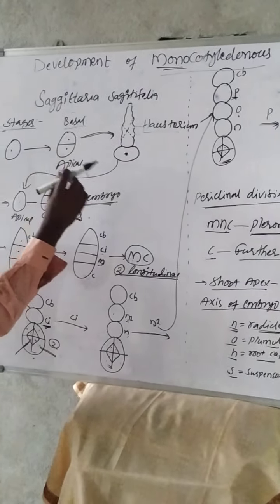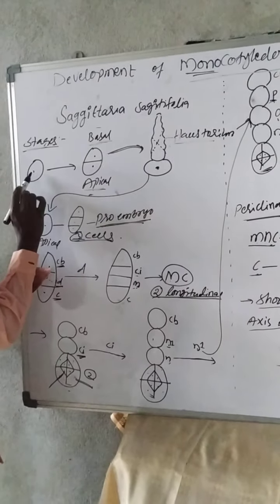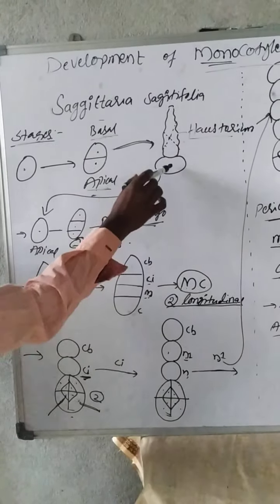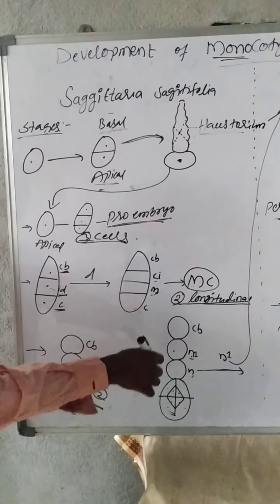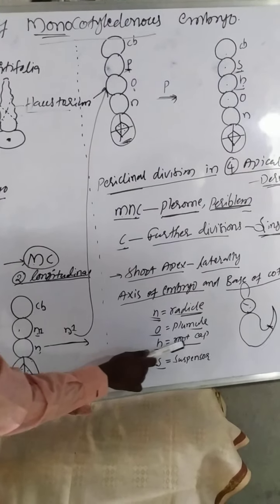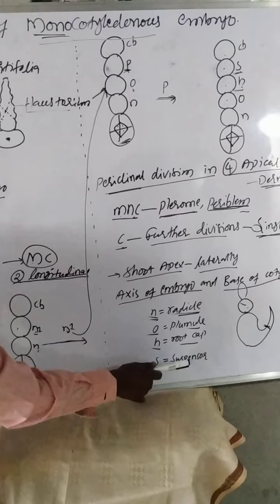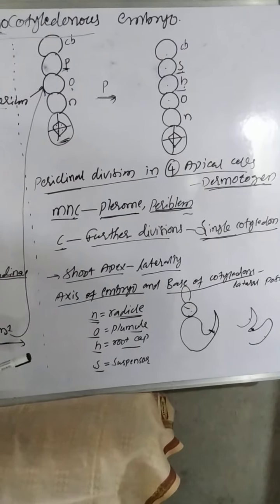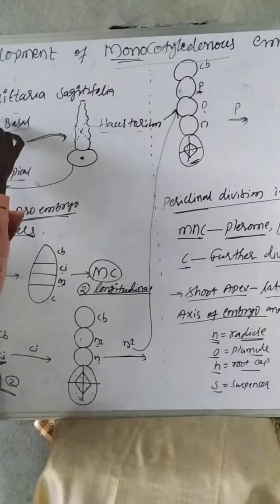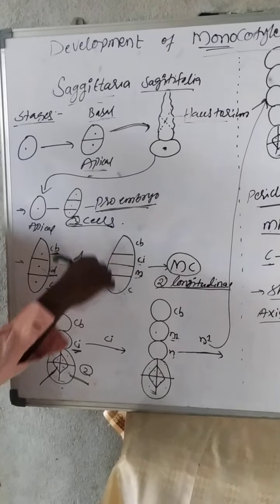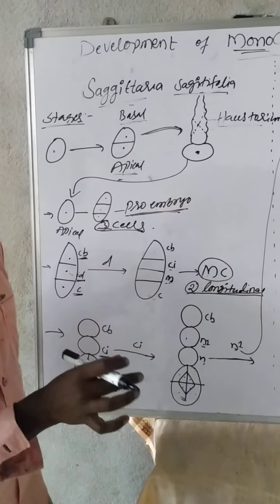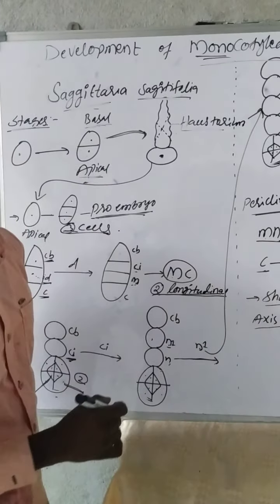So once again: the basal cell and apical cell form from the zygote. The basal cell has no further divisions and forms the haustorium, and the apical cell goes through the following stages, finally forming the radicle from N, the plumule from O, the root cap from H, and the suspensor from S, and only one cotyledon. This is the development of the monocotyledon embryo in the plant Sagittaria sagittifolia. Most scientists agree that Sagittaria sagittifolia represents the development of the monocotyledonous embryo.